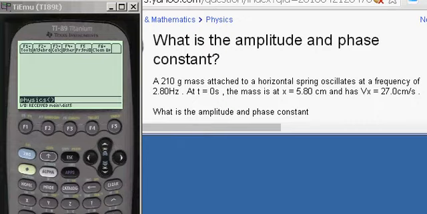Physics problem about finding amplitude and phase of a problem. You can see it on the screen here, and how my programs answer that one.